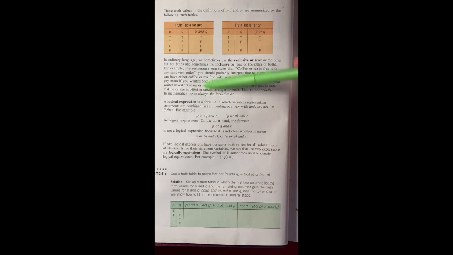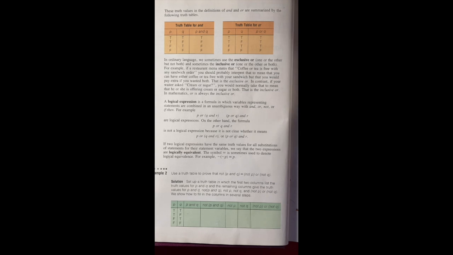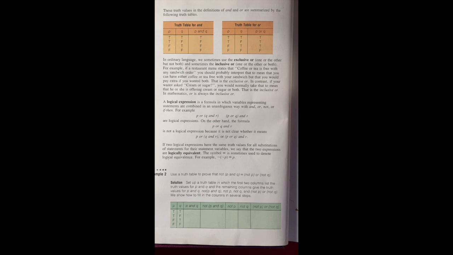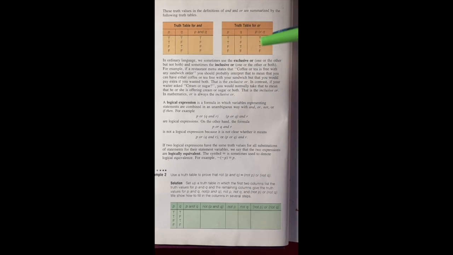This paragraph is kind of interesting, and the example they give here is, would you like coffee? Yes. Would you like cream or sugar? Yes. If I ask you, do you want cream or sugar? You could want cream and you could want sugar, and that's okay because I'm offering them both to you. That's called an inclusive or, because I'm including one or the other or both.